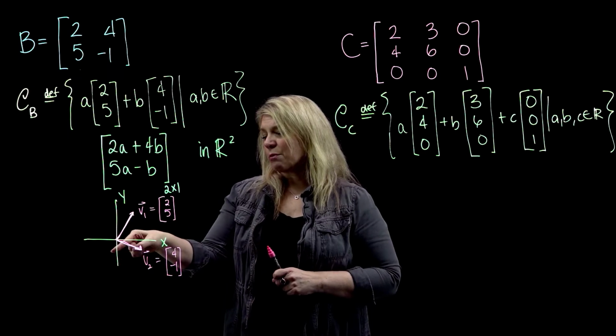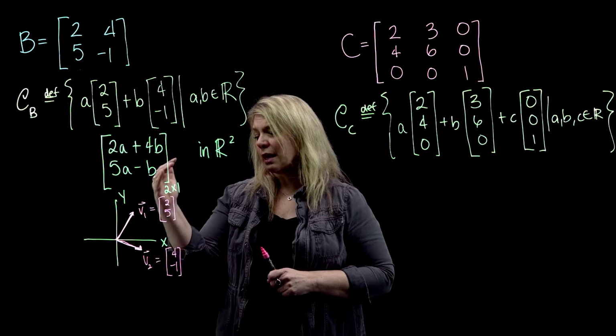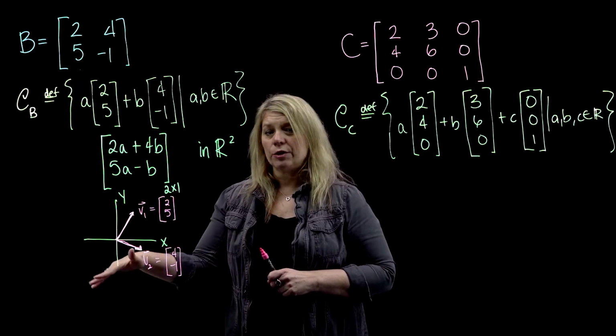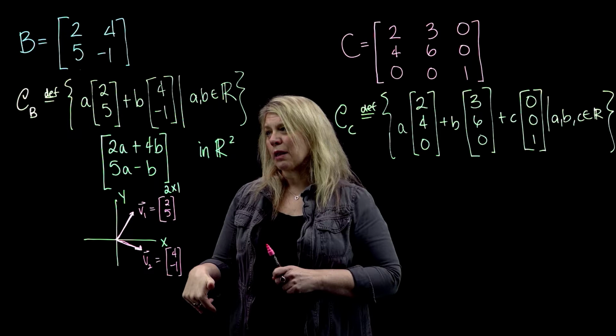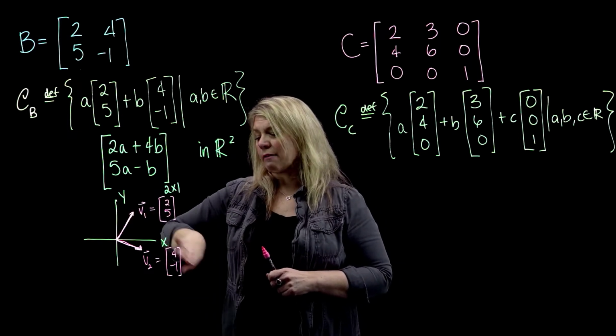So taking scalar multiples of this vector 2, 5 is just going to give me basically everything along that vector 2, 5 in the xy plane. And then same thing with the vector 4, -1. When I take scalar multiples of that, I'll get everything this way.